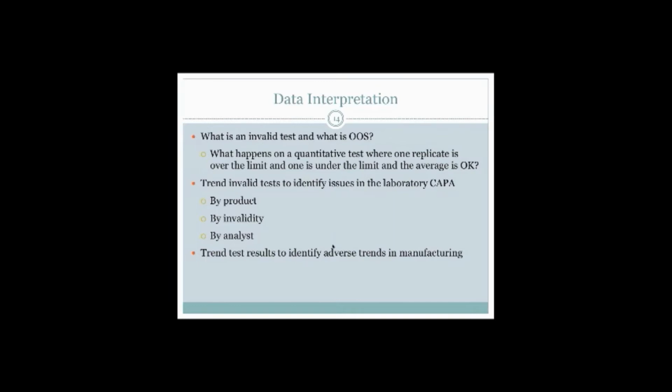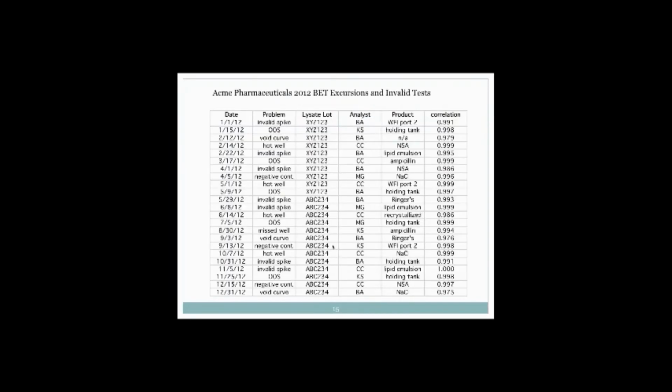One of the things that we really need to do is trend invalid tests to identify adverse trends, either in manufacturing or in the laboratory. So what I have here is something that I made up. It's a series of issues that I made up for last year. And you can see there's a whole bunch of problems, going from invalid spikes to hot wells.